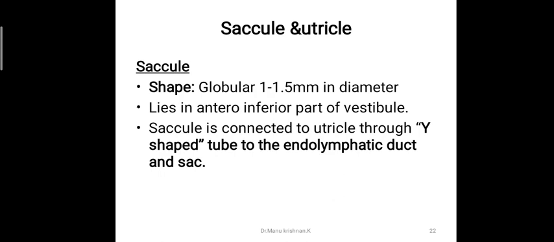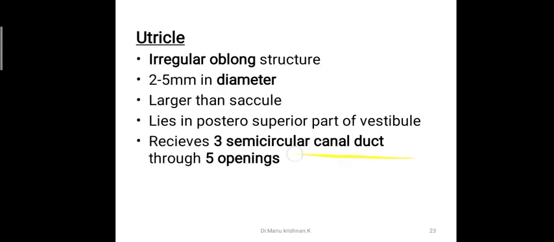And let's have a look into the second part, that is the saccule and the utricle, which helps in the maintenance of the static balance. So the saccule is globular in shape, which is 1 to 1.5 millimeters in diameter, and the saccule is connected to the utricle through a Y-shaped tube to the endolymphatic duct and the sac. So remember, the saccule and utricle are separate, but they are connected by a Y-shaped tube.